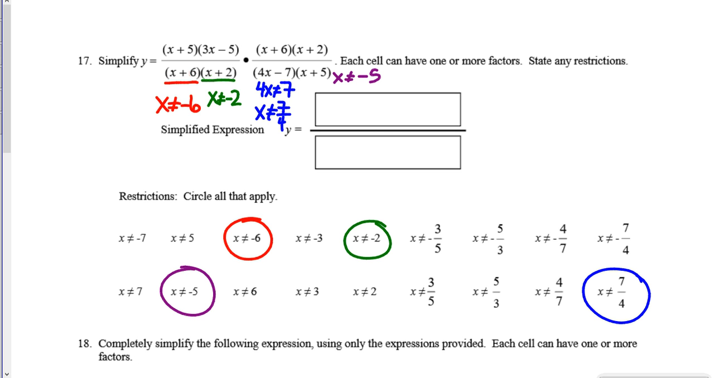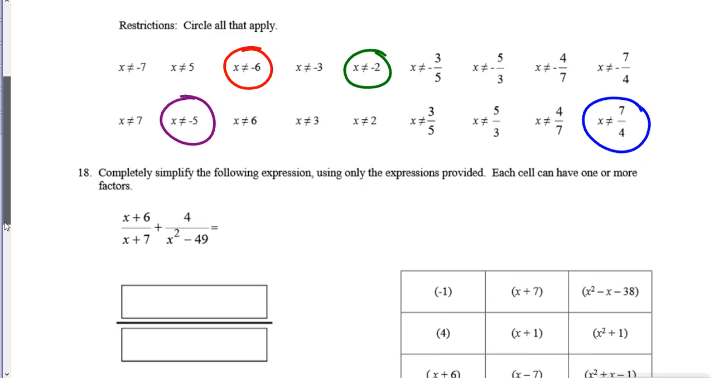It's a multiplication problem, so any factor of the top can reduce with any factor of the bottom. So I have an x plus 5 on the top and an x plus 5 on the bottom. Those reduce out. 3x minus 5, I don't have any of those on the bottom, so it stays. X minus 6 and x plus 6 and x plus 6, those can reduce out. X plus 2 and x plus 2. So my final answer is just the 3x minus 5 and the 4x minus 7. I can't reduce anything else because there are no more factors.